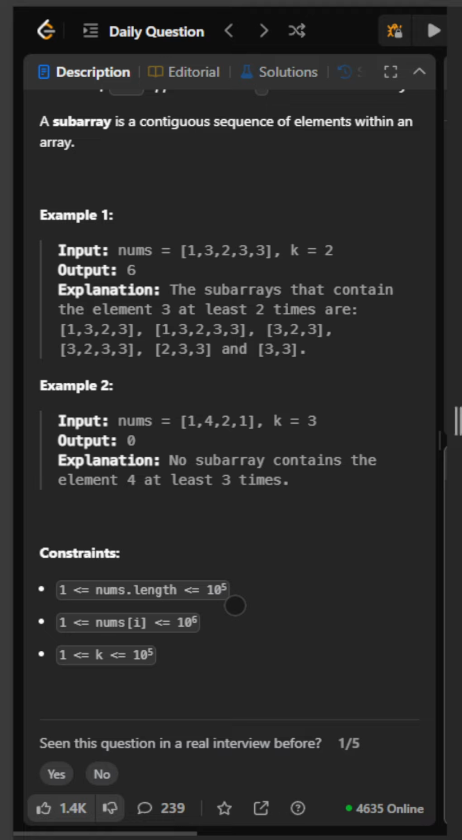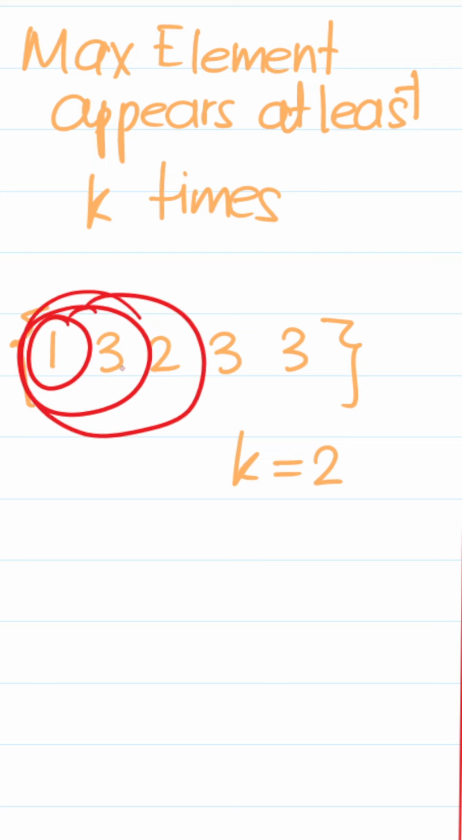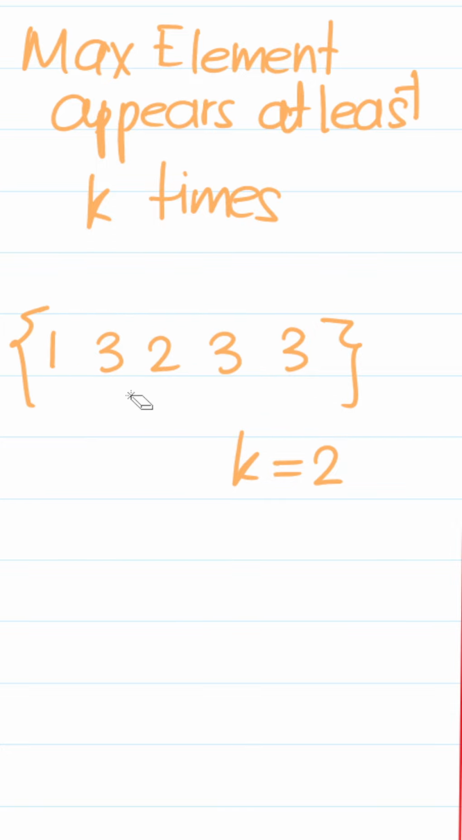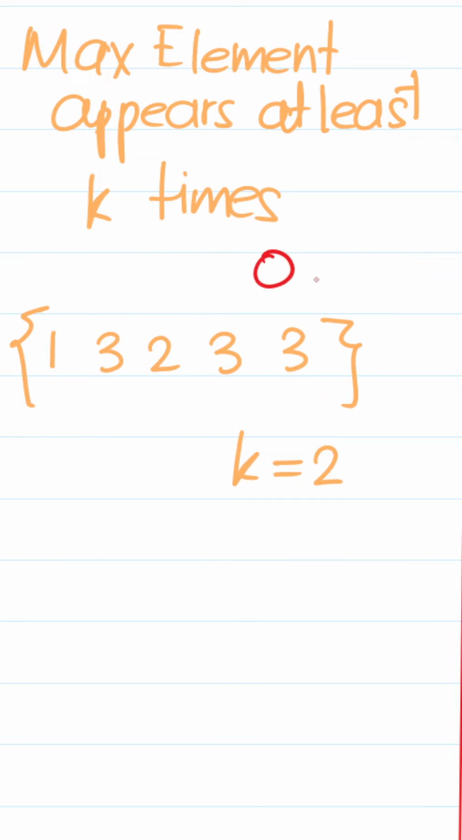Now if we take a look at the first test case, 1 3 2 3 2, then the brute force approach would be that I calculate all the possible subarrays, and inside of each of those subarrays I calculate the frequency. I calculate how many times 3 is appearing, right? So I calculate all the possible subarrays starting from each and every position. But that is quite clearly an O of n square approach, and that won't pass.